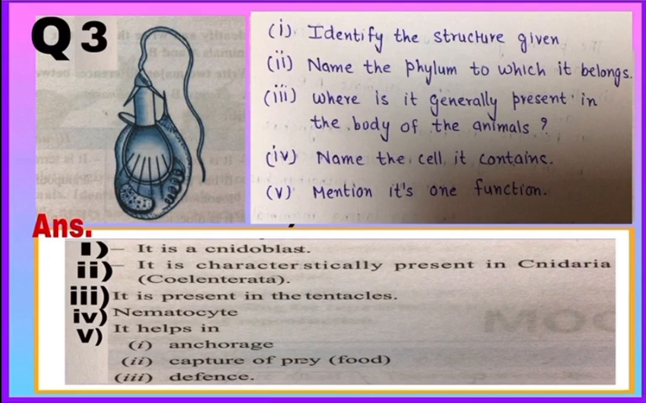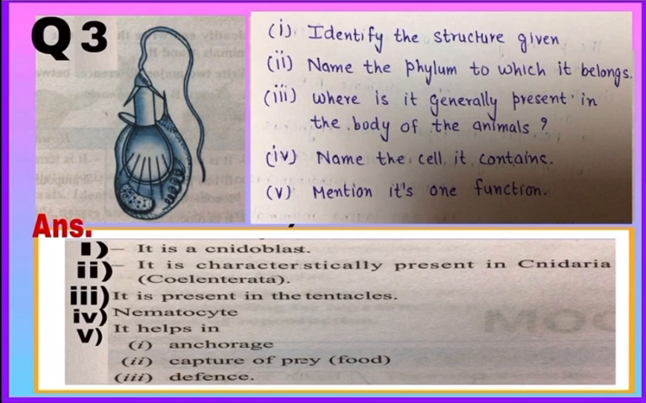Question 3. See the diagram and answer the questions. First part of the question देखिए. Identify the structure given. The given structure is nidoblast. Second part of the question. Name the phylum to which it belongs. It belongs to phylum Cnidaria or Coelentrata. Third part of the question. Where is it generally present in the body of the animals? It is present in the tentacles.